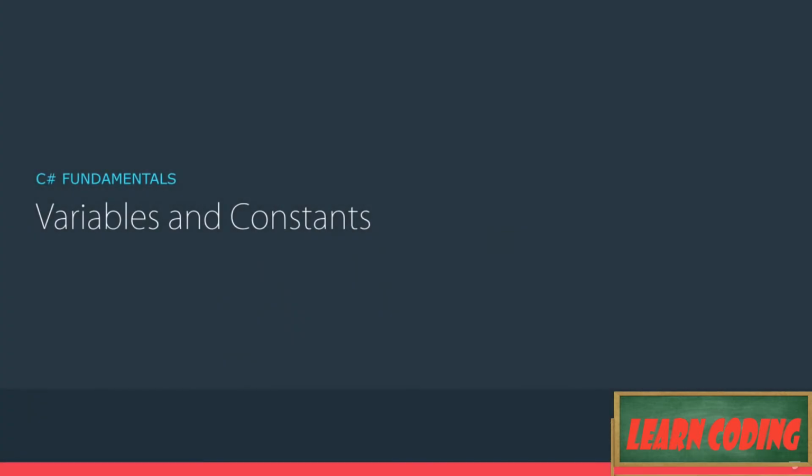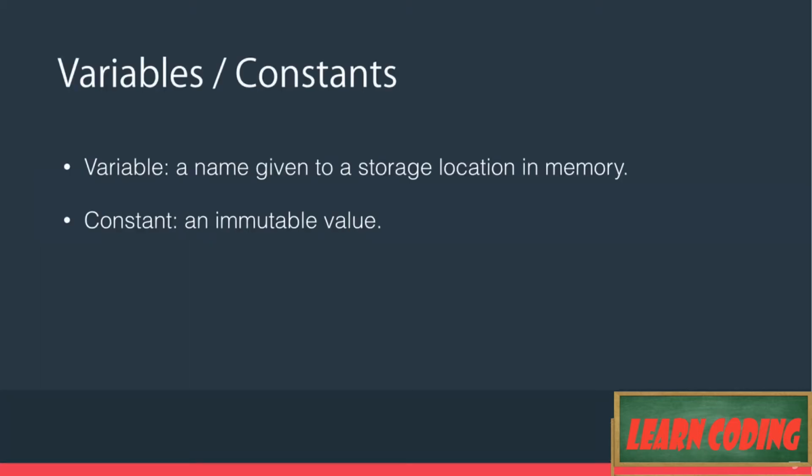Okay, we're going to start our journey by learning about variables and constants. Let's start with two definitions. A variable is a name that we give to a storage location in memory, where we can store a value. And a constant is an immutable value. That is a value that we know at compile time, and that value cannot change throughout the life of the application.